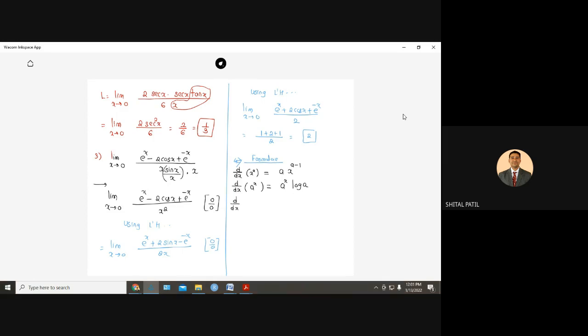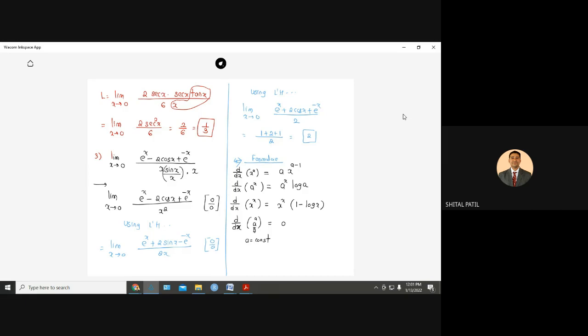Tell me, what is the derivative of x raised to x? x raised to x into 1 plus log x. Yes, write this. It is not a raised to a. See, the derivative with respect to x of a, where a is a constant, is 0. Absolutely. What will be the derivative of a constant? 0.